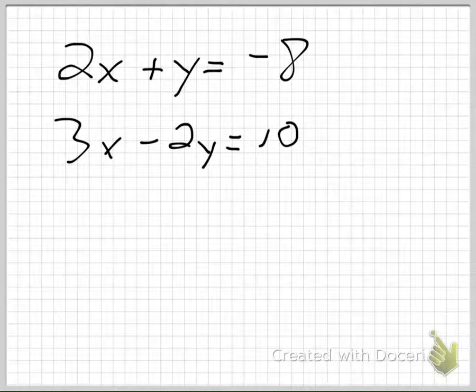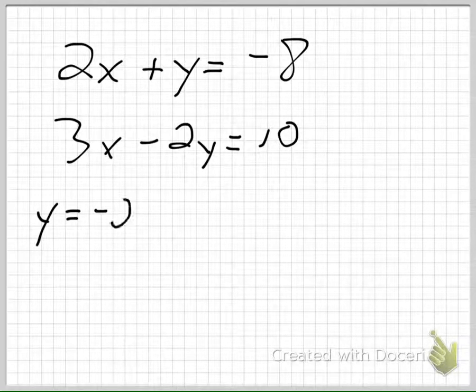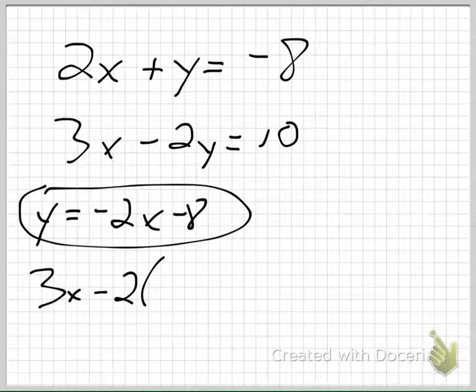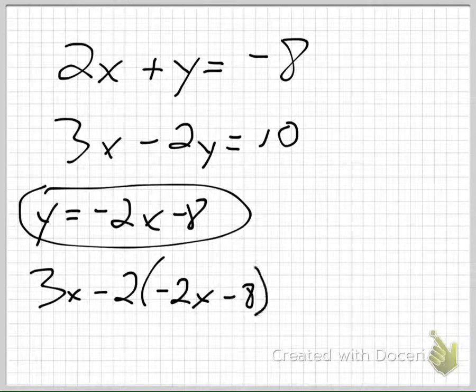Let's solve for this. I don't even know if this one makes sense or not. We're going to find out. Okay, so we're going to solve for y on this top one. Could you look at that and truly do that one in your head? You can go just y equals negative 2x minus 8. Do you agree? Okay, there's that. I'm now going to take this and plug into y here what y is equal to. So I'm going to go 3x minus 2 times negative 2x minus 8 equals 10. Do you see what I've done here?